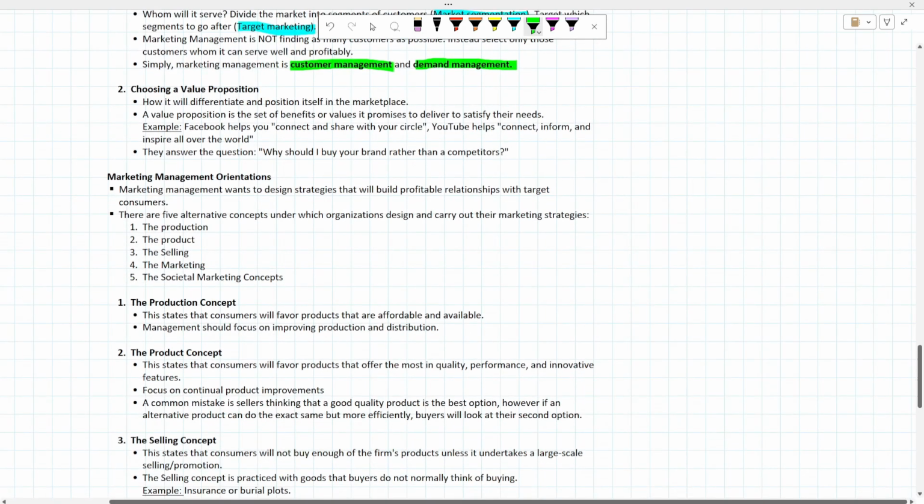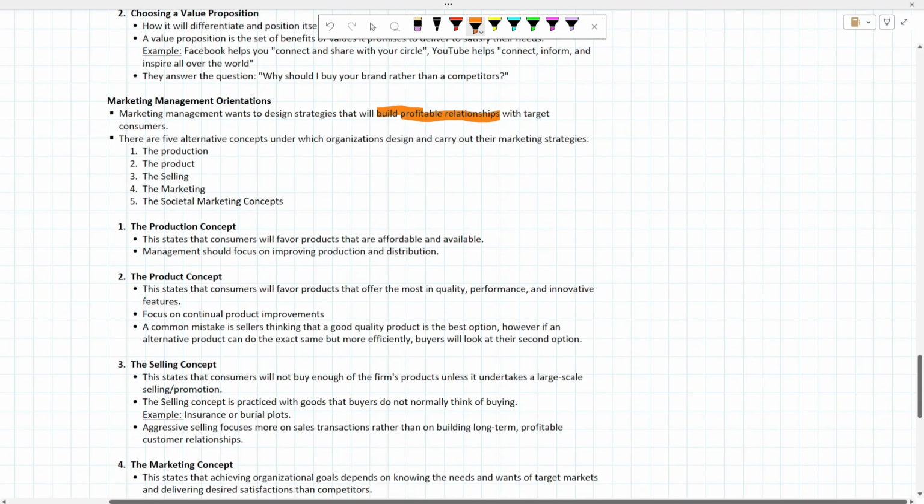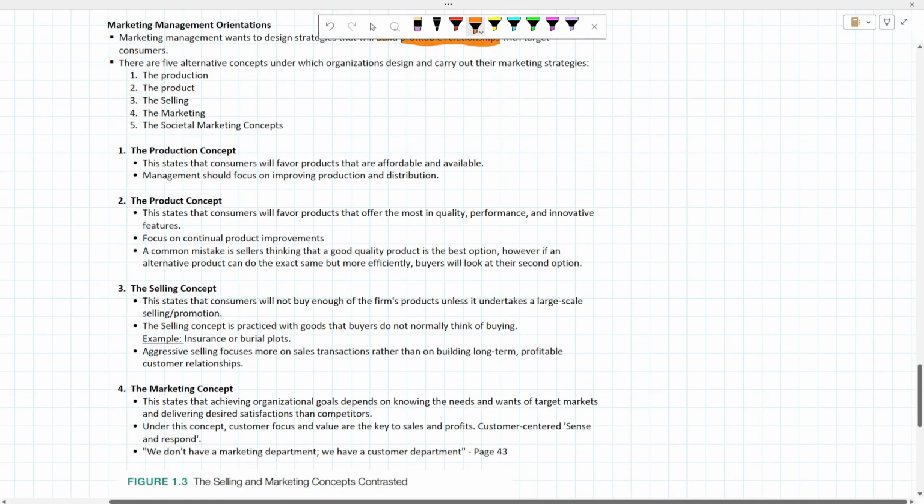Marketing management orientations: marketing management wants to design strategies that will build profitable relationships with target consumers. So there again, the key word, relationships. In this case, build profitable relationships with target consumers. There are 5 alternative concepts under which organizations design and carry out their marketing strategies. So 1, we have the production, 2, the product, 3, the selling, 4, the marketing, and 5, the societal marketing concepts.